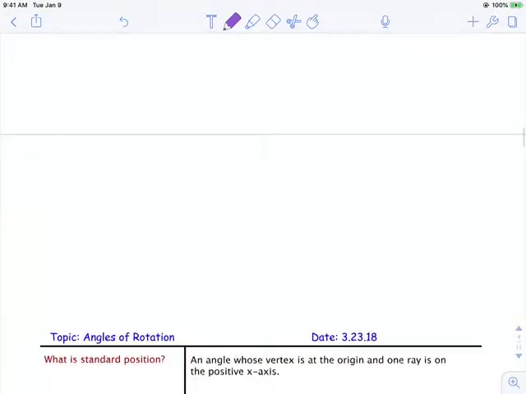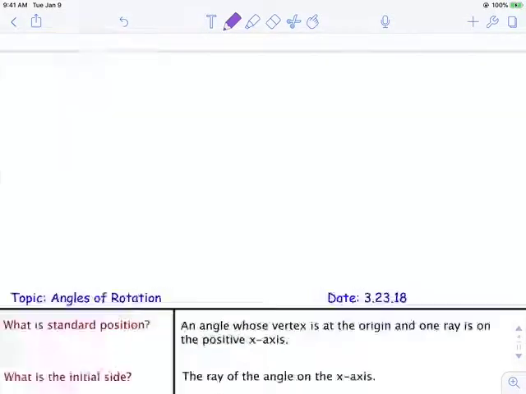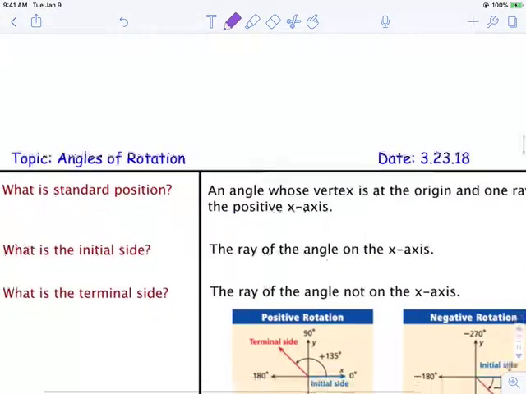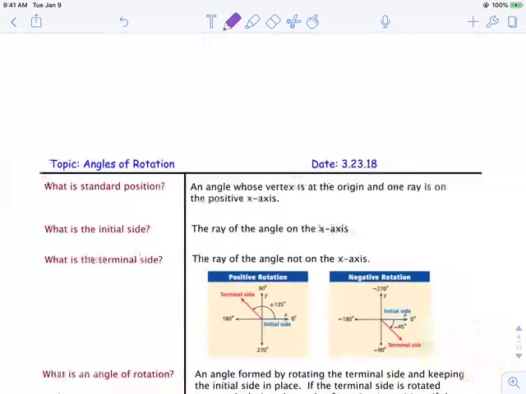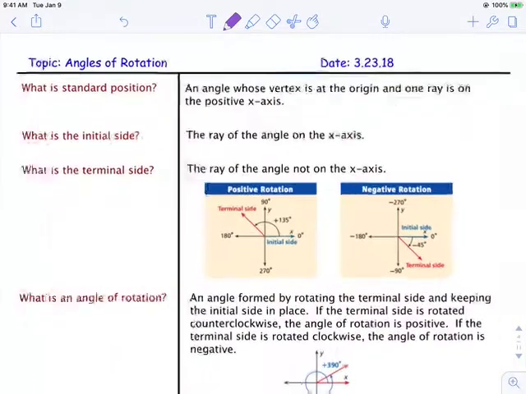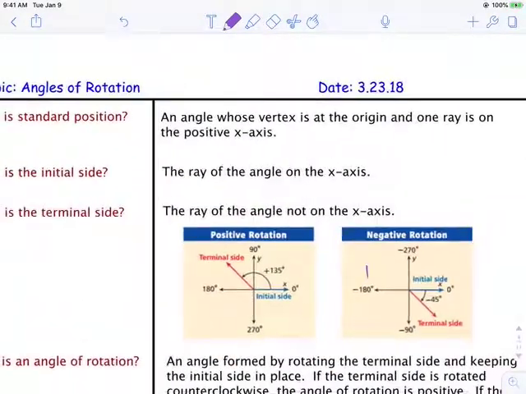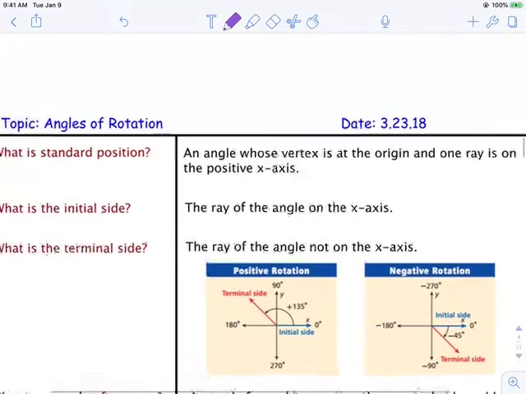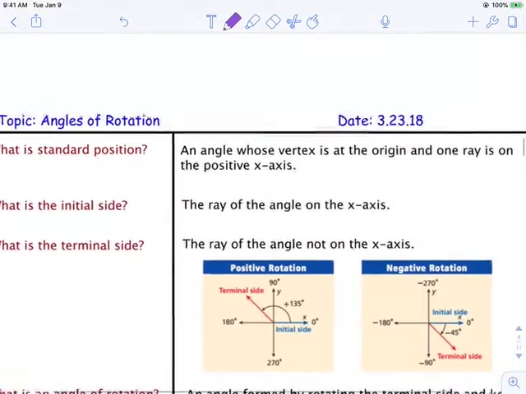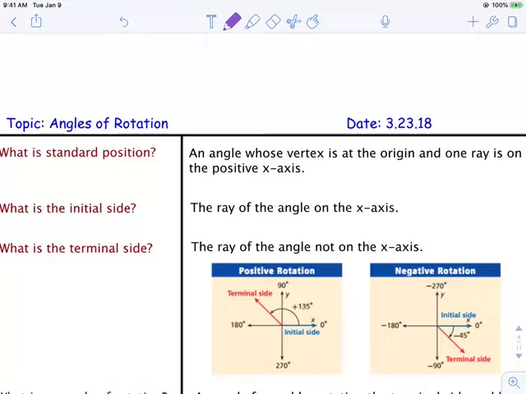But we have to have down some definitions. Okay, so let's get these down. Because these are things, when I say them, you have to know, and you have to use them when we take assessments. Right, so let's get this down. Standard position, initial side, terminal side. So you need to know what those words mean.